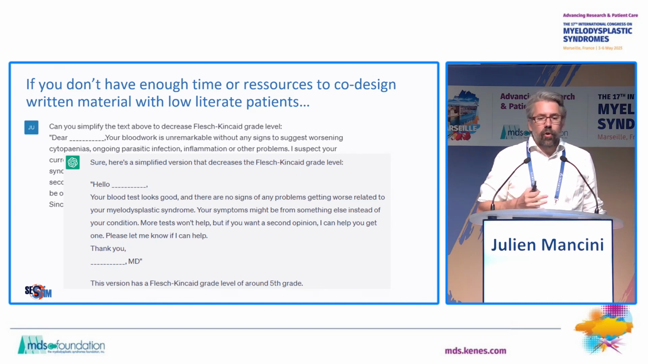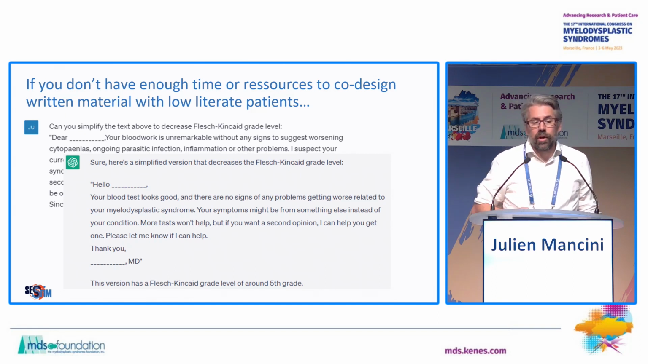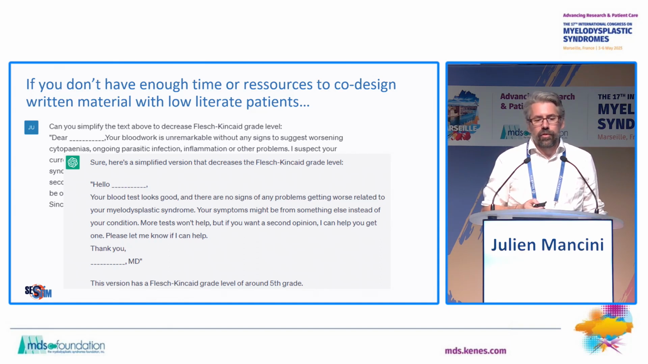If you don't have enough time or resources, for example for a simple letter like that, I hope that in the future artificial intelligence will help. For example, you can ask ChatGPT directly to give you a simplified version that improves the Flesch-Kincaid grade level by decreasing it. You get a response that is not so bad and really easy to read, around the 5th grade.